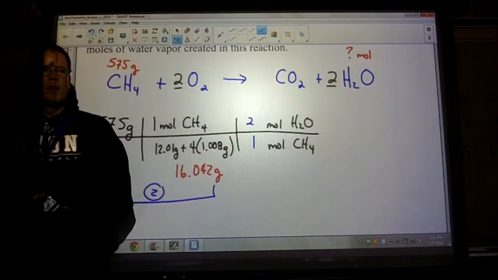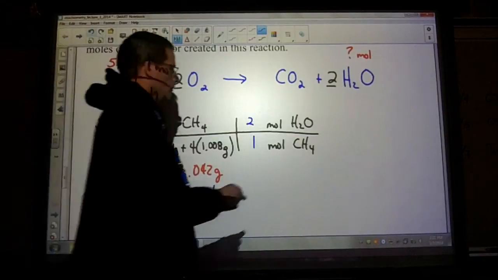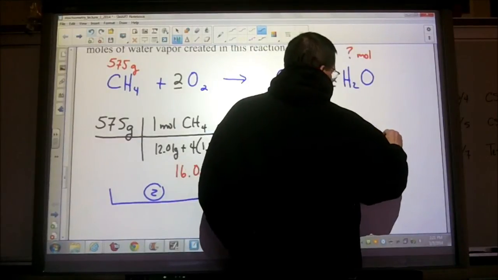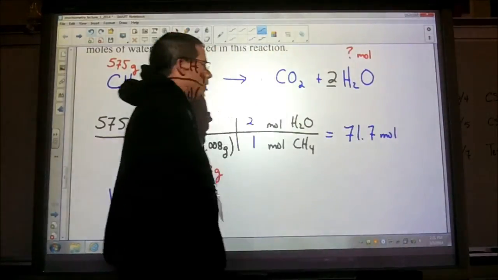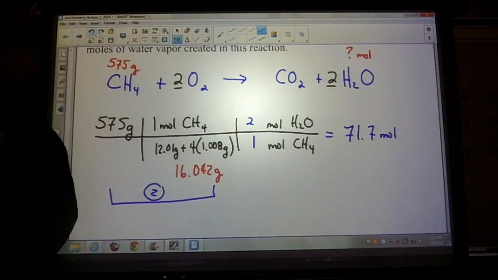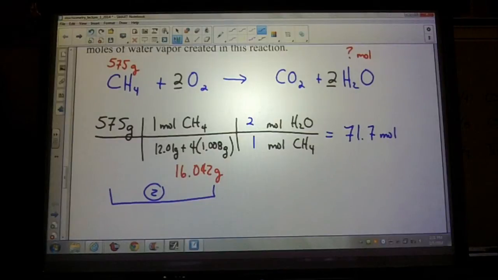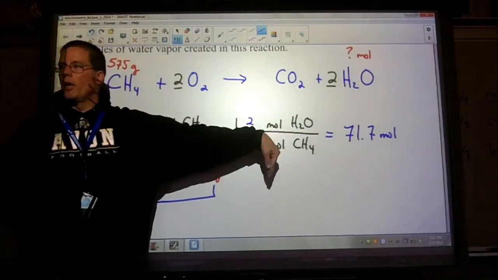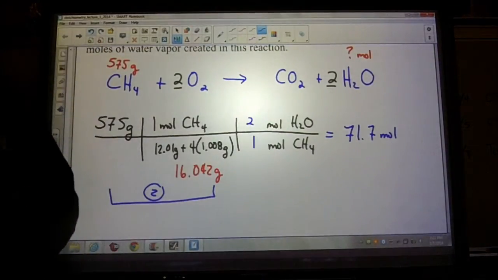It's 71.7 moles. Now, at the end, you don't have to put H2O on there. If you do, is that wrong? It is not, unless you wrote methane. Where do we find the number before the mole? Where do we find this value? From your balanced equation. So step 3 and step 1 are like cousins.